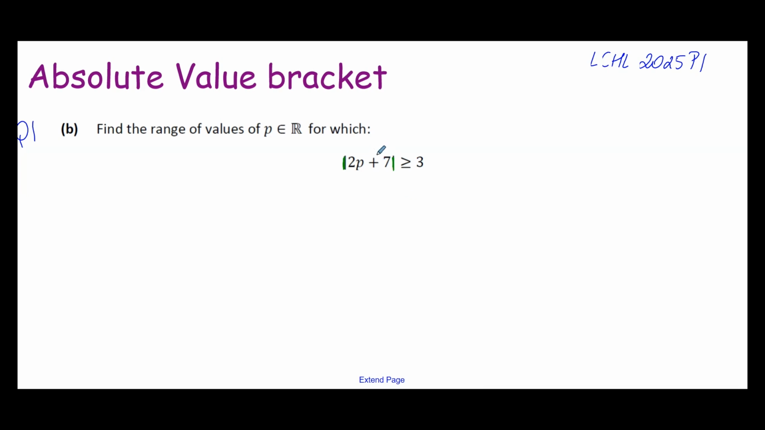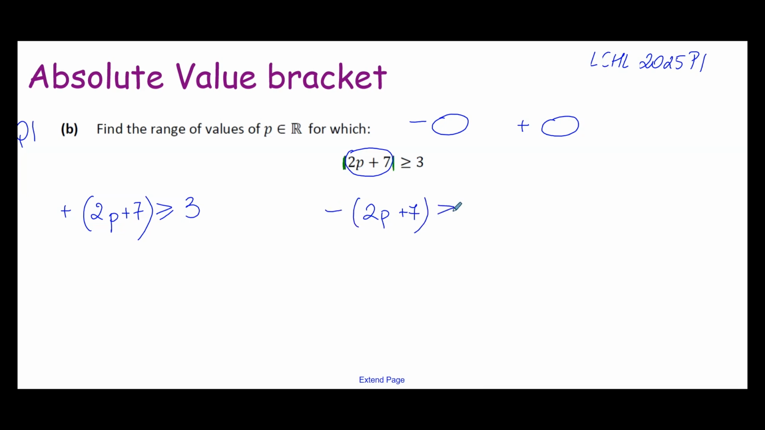Well, absolute value means that what's inside this bracket could be negative or it could be positive. And those are the two equations that we can create. We can say 2p plus 7 could be a positive value, or 2p plus 7 could be a negative value.